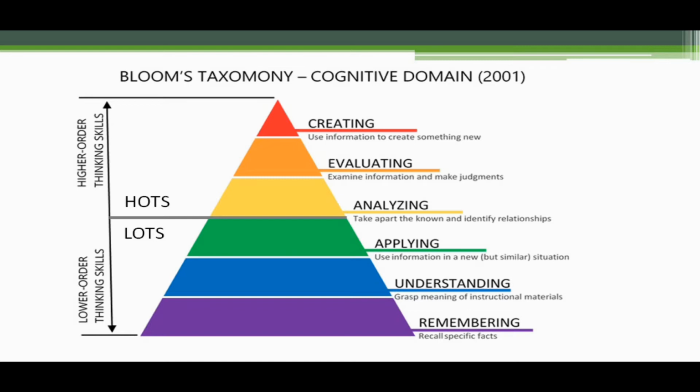After the first stage, the second skill is understanding. For a learner, understanding is really important. After remembering things, a learner must understand what it is that he has remembered. Here, the learner explains ideas or concepts. He grasps the meaning of instructional material. For example, if I am teaching writing a paragraph, it is really important for a student to remember all the parts of the paragraph.